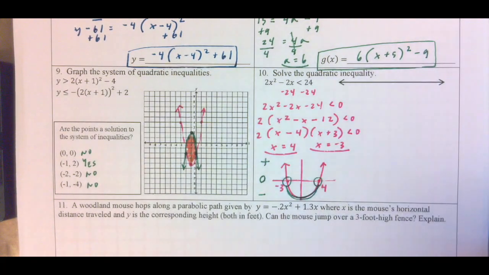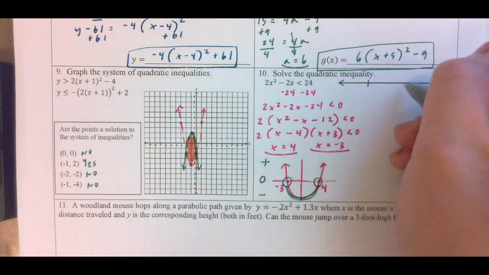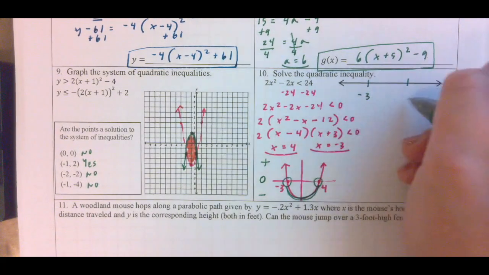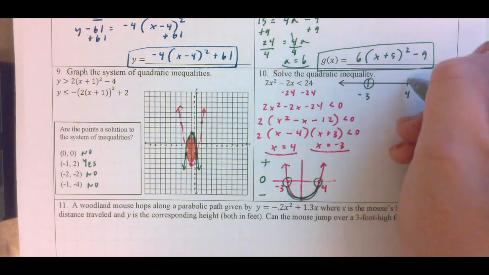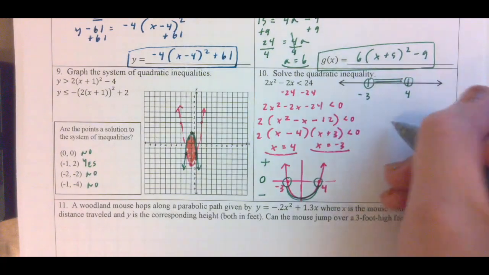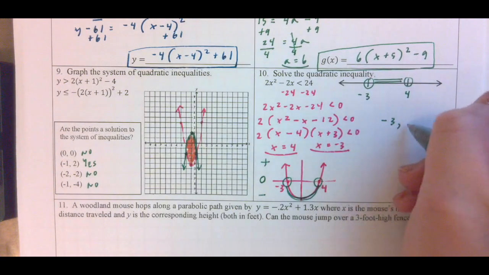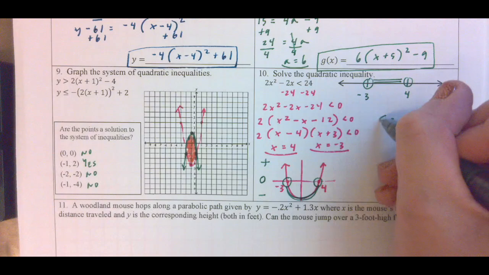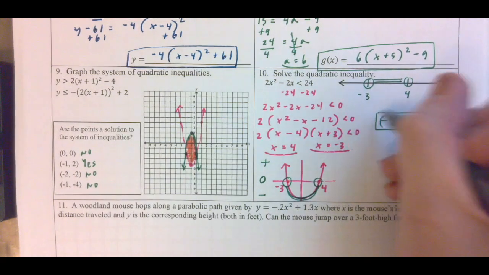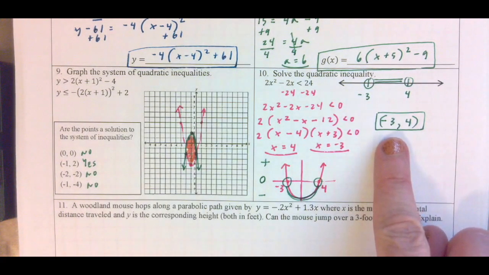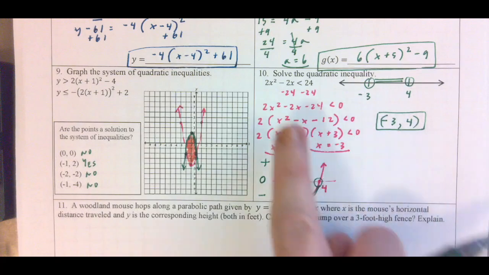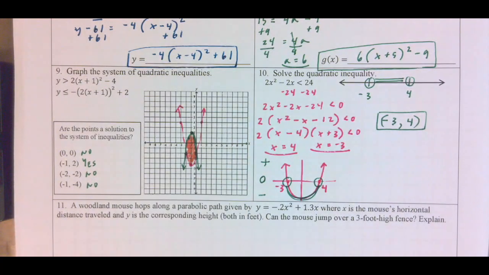If you like to see it on the number line, you can graph it that way too. And then my solution should be anything from -3 to 4, parentheses. And I can always check by plugging something inside that spread back in to make sure I get a true statement. All right, last problem, word problem.